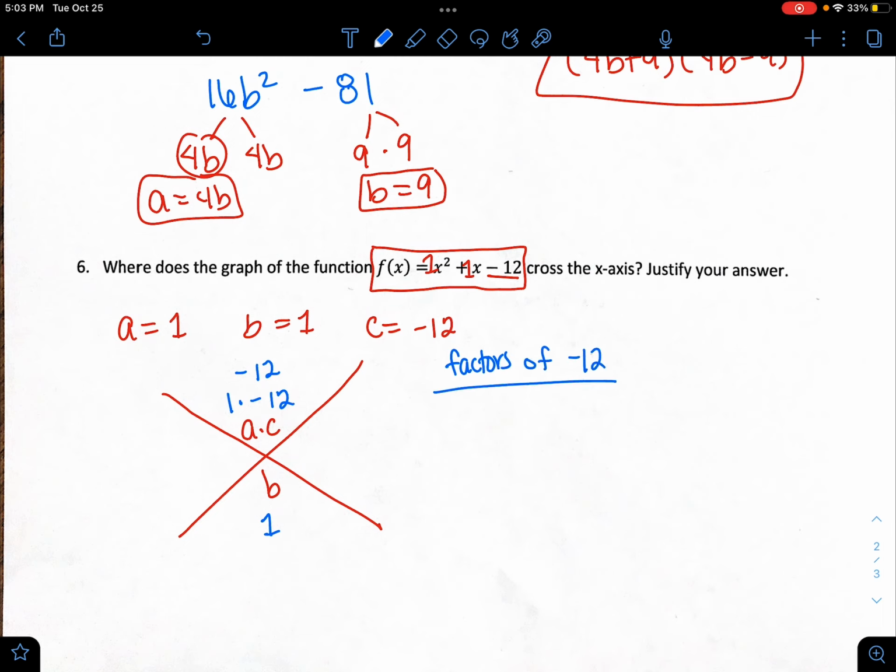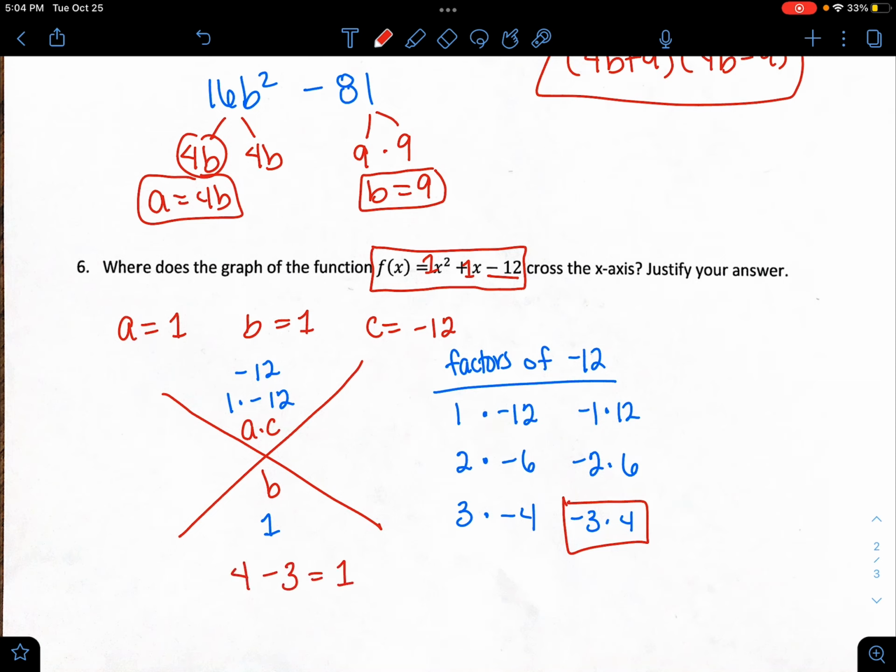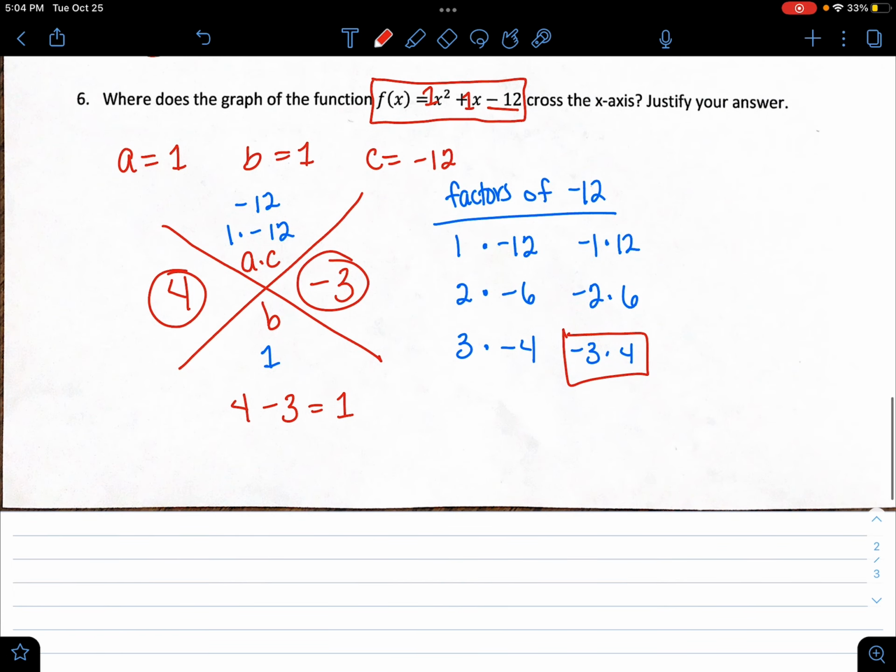Next, we are looking for factors of negative 12. What multiplies to negative 12? It's 1 times negative 12, 2 times negative 6, 3 times negative 4, or we have negative 1 times 12, negative 2 times 6, negative 3 times 4. Which one of these adds up to 1? We would have to use this one, because 4 minus 3 equals 1. So we put 4 and negative 3 here. And then we use the box method.